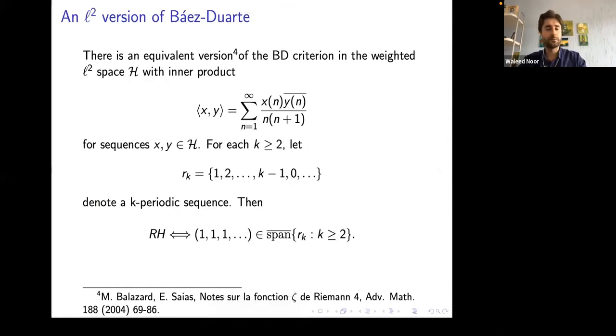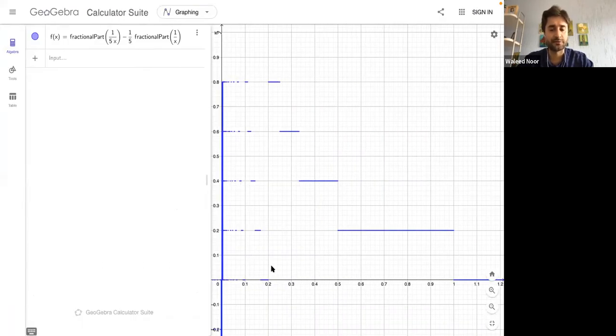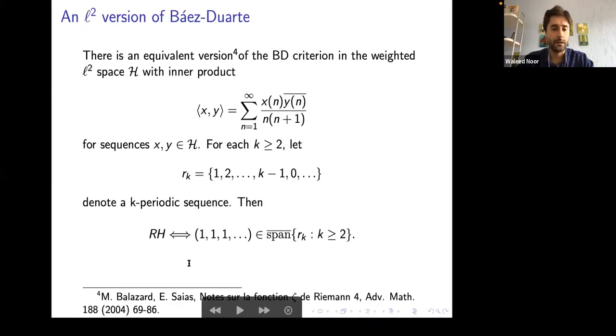So using this observation, the fact that these functions on certain intervals, countably many intervals, have a constant value, in 2004, Balazard and Saiz considered a further reformulation of Bayes-Duarte by considering it as a weighted L2 space, basically a weighted sequence space. That is because of this observation that those functions are almost everywhere constant. So basically the idea was to take the values and put them as the coordinates of sequences.